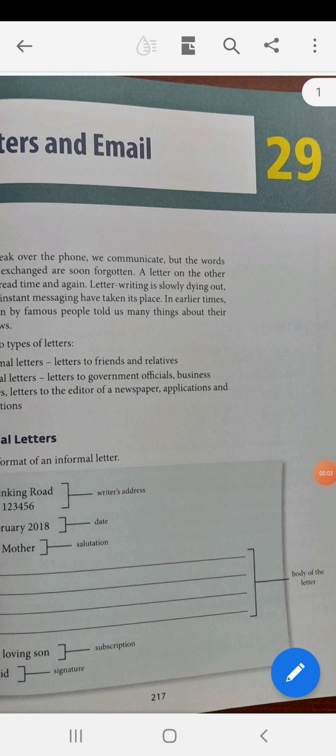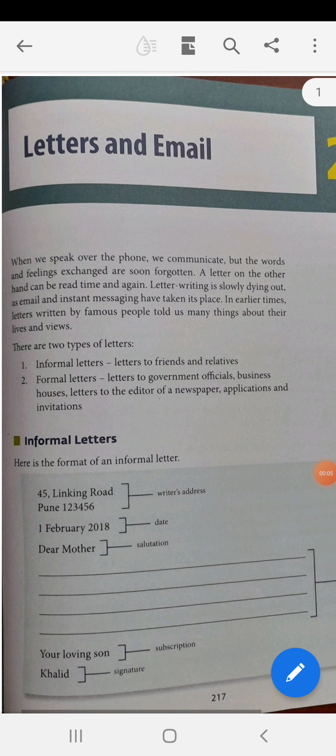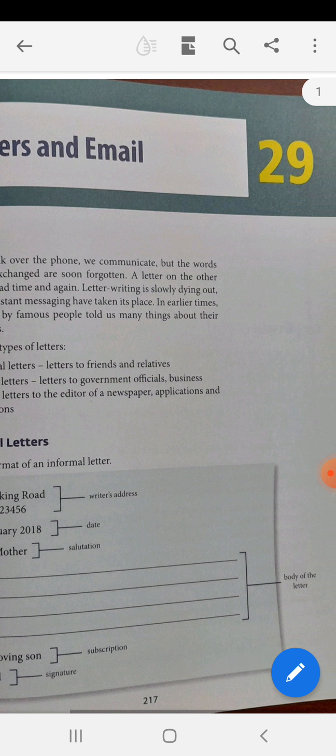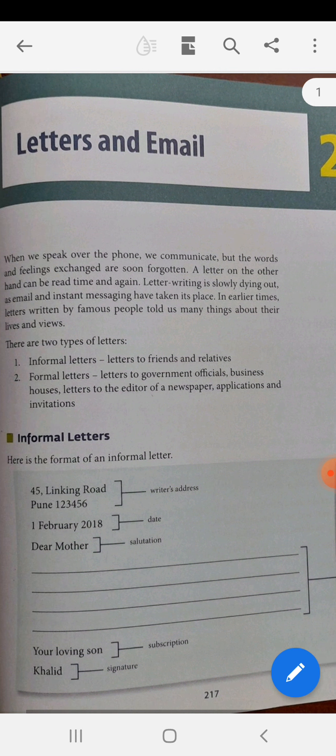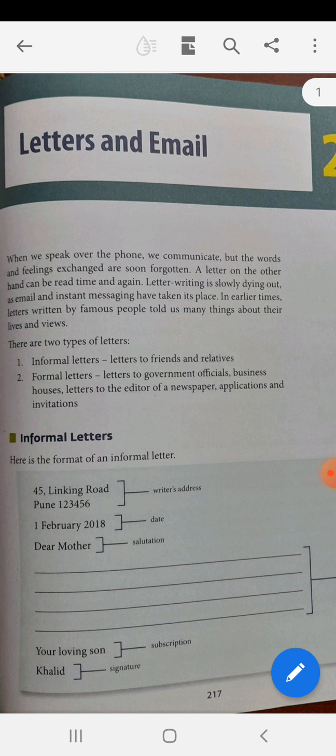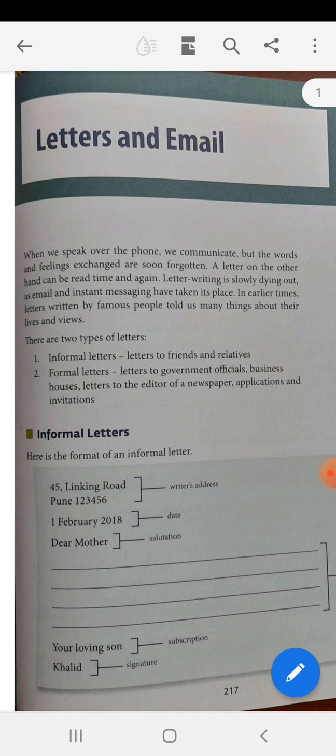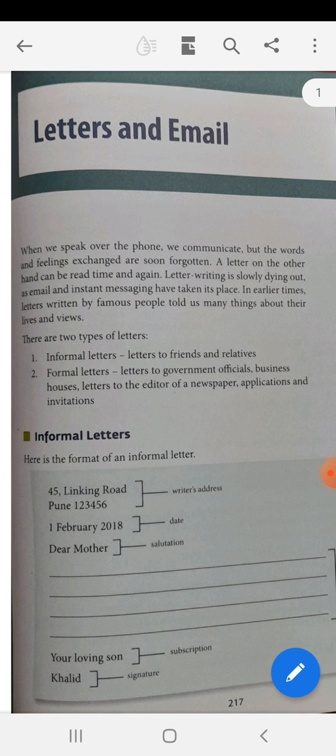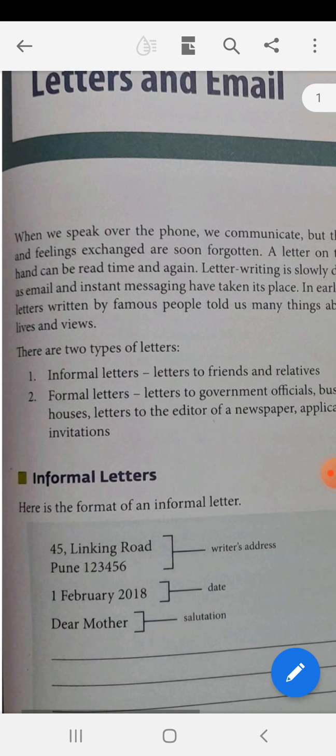Children, today we will do the chapter Letters and Email, chapter number 29 from your Viva publication book, class 8th, CBSE board. So how to write a letter or how to write an email?